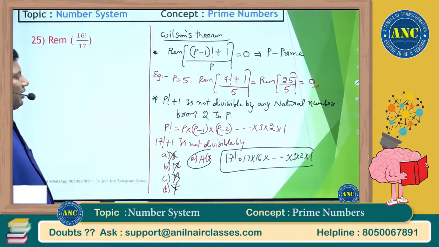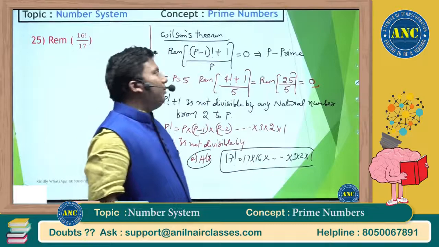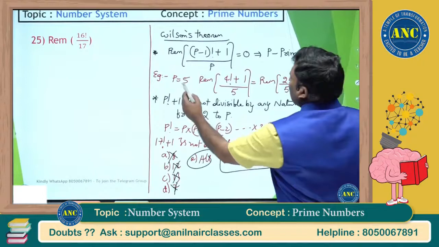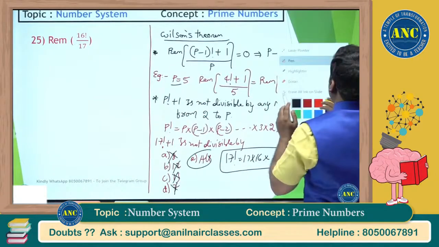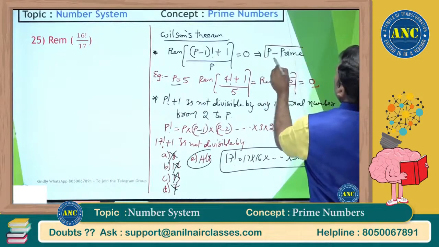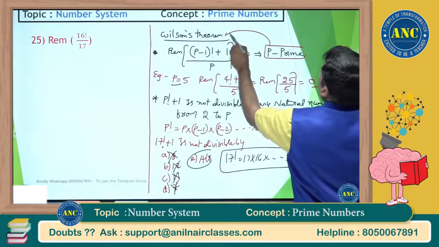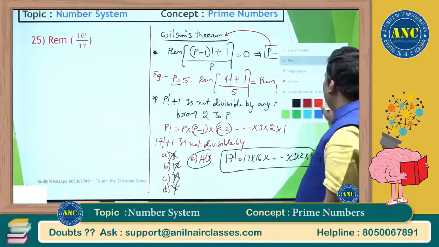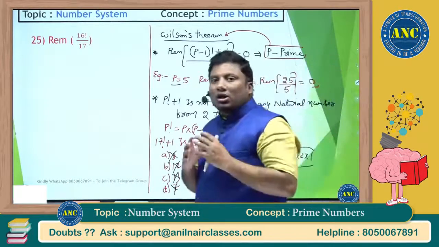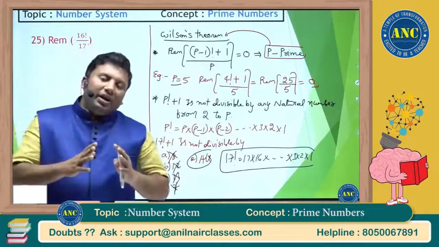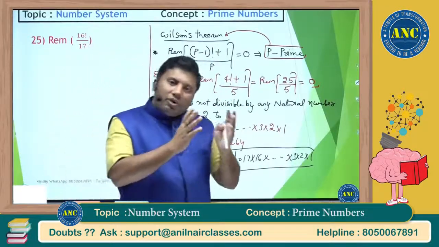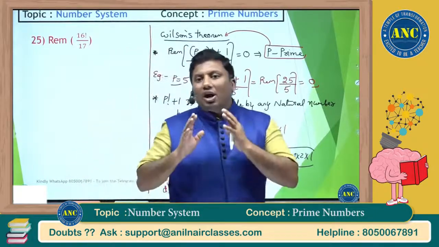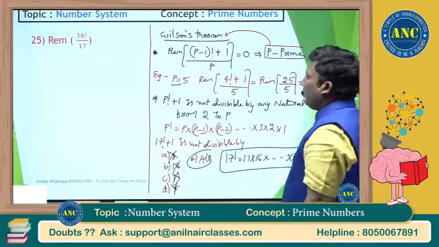(p minus 1) factorial plus 1, when divided by p, the remainder is 0 when p is prime. Wilson's theorem holds good only when the denominator is a prime number. Wilson's theorem, Fermat's theorem, all these hold good only when the denominator is a prime number. Then you can use other theorems like Euler's theorem when the denominator is a composite number. Now see here.